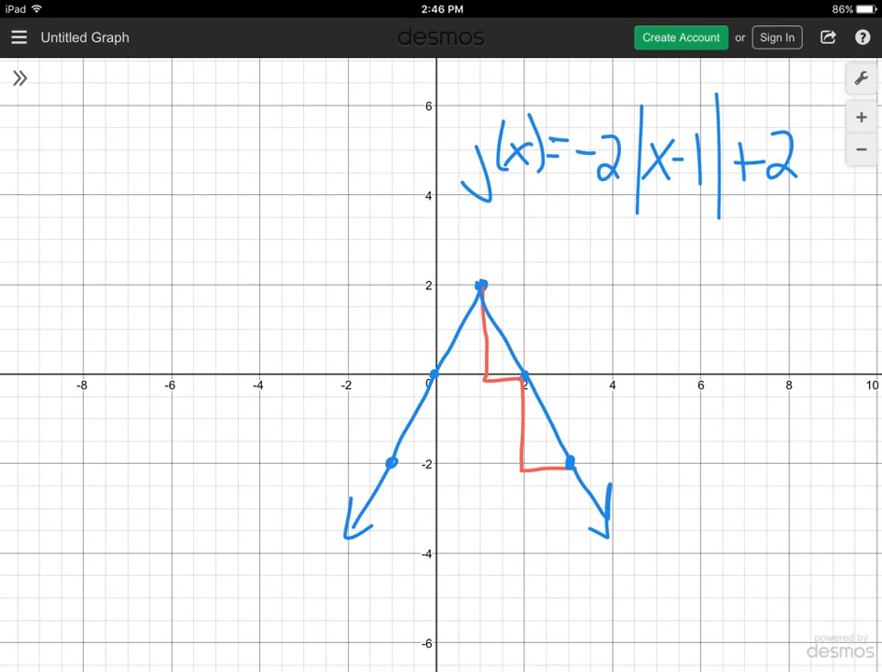Okay, so that's really all there is to it. Just remember that it's opposite direction on the inside, same direction on the outside. If it's a negative, it's going to be in this shape. If it's a positive, it's going to be the normal V. And then you're just counting up and over like you always did with a slope.